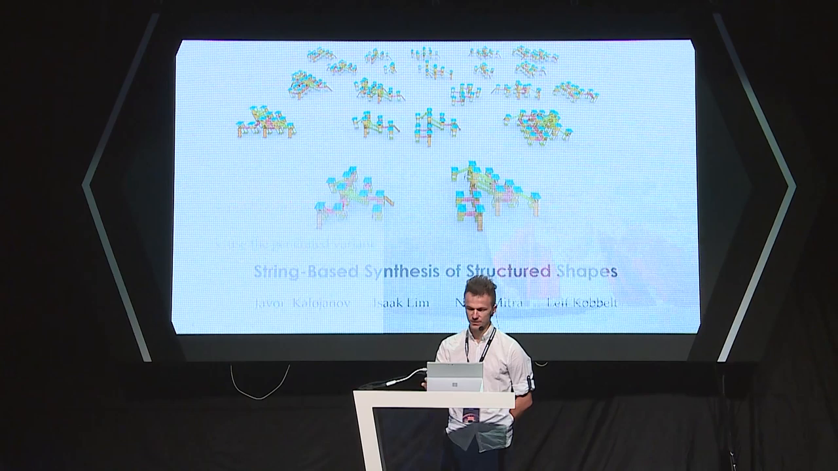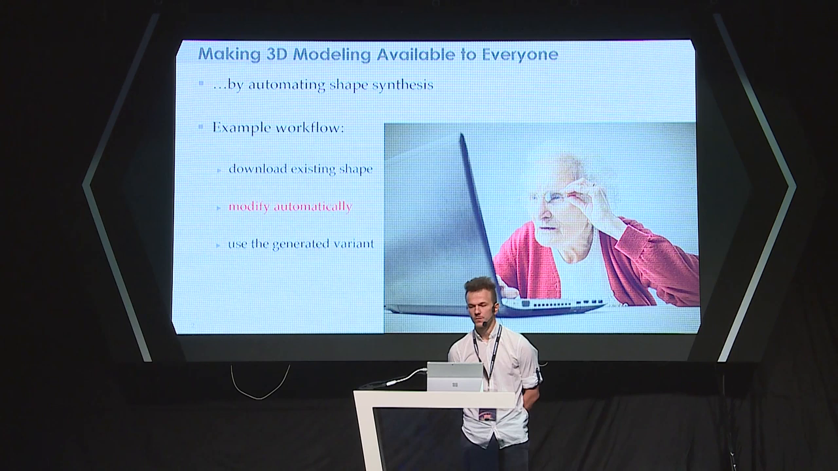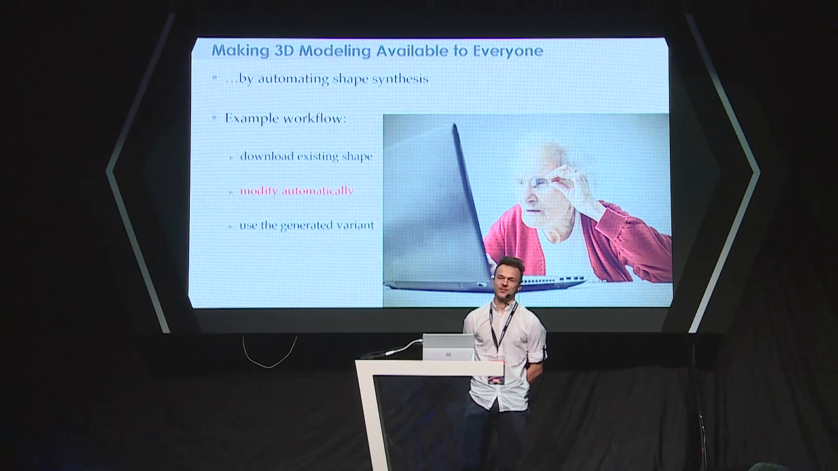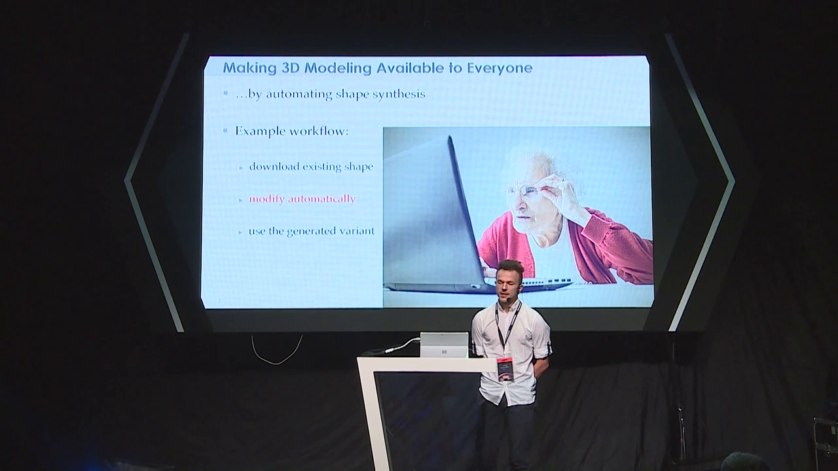The problem we were interested in solving is automatic shape synthesis. We imagine a scenario in which a user without modeling skills, not necessarily your grandmother, would like to download a shape from an online shape repository, perform some modifications automatically, and then use the shape, the 3D model, in an unknown application.